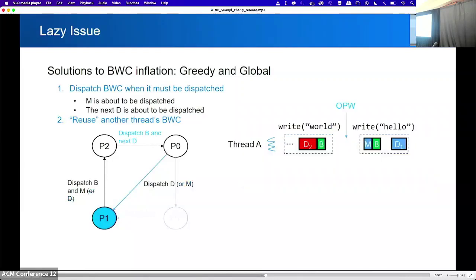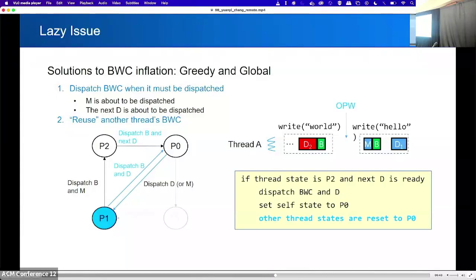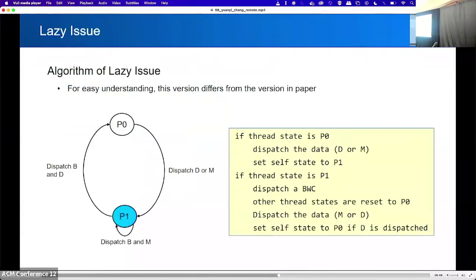The second deadline is when the next user data comes. For example, thread A wants the string hello to be persisted ahead of world. Then a BWC must be dispatched after the metadata of hello and before the user data of world. Similarly, we can get the algorithm, and the state machine needs some correction. We further simplify the state machine and get the algorithm, which can guarantee the persistence order with minimum BWCs.